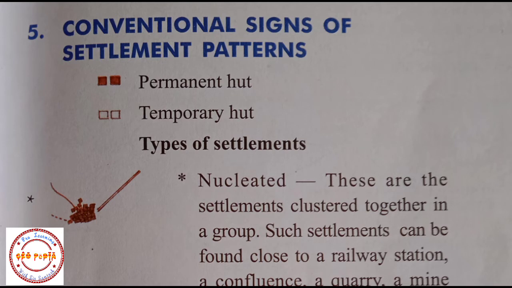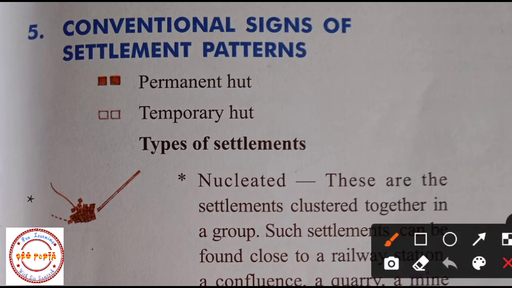Okay, so now students, we are moving to the next topic, that is conventional signs of settlement patterns. Here you can see, students, permanent huts are shown by this symbol. Here you can see a box colored red, and temporary huts are shown by only a box.